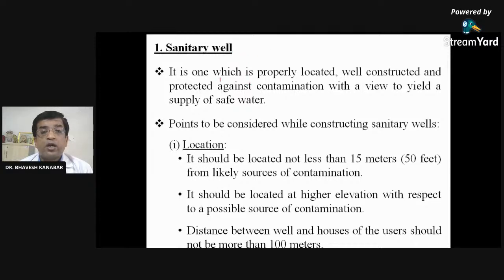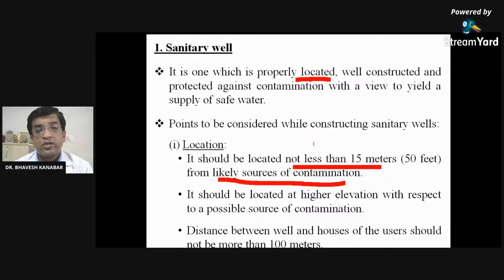It is one which is properly located. The location of the well is very important, first of all. Based upon the location, it should not be less than 15 meters from any likely source of contamination. If there is drainage of contaminated material, like wastewater or sewage water, or toilet water, then from this bad contamination the well should be dug at least 15 meters away. It should be well constructed, which we are going to see in the later part, and protected against contamination. It should not be contaminated.